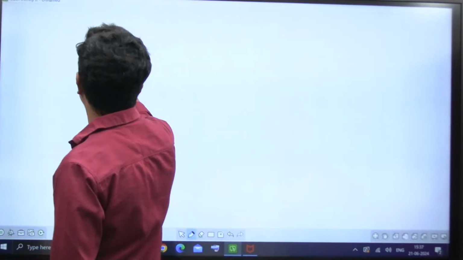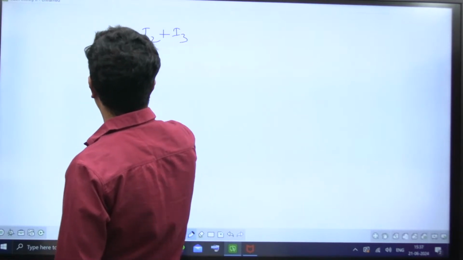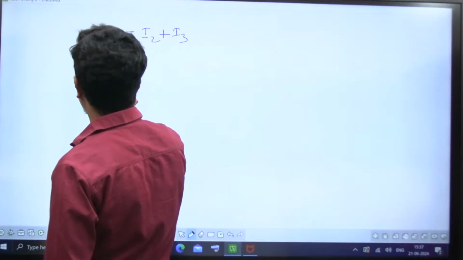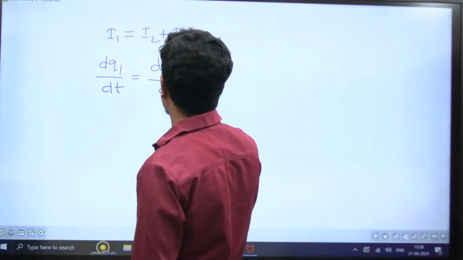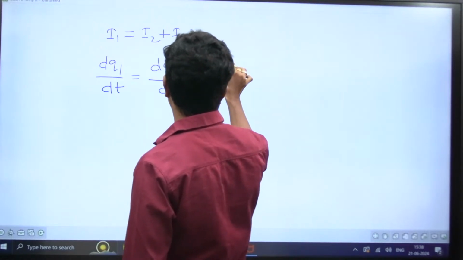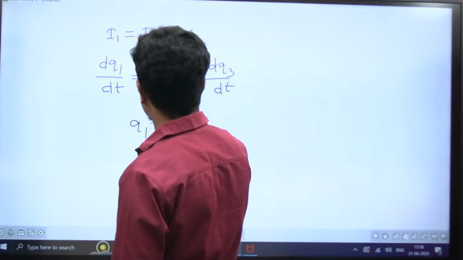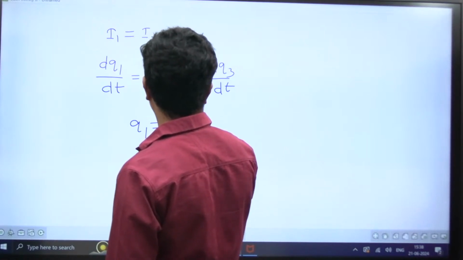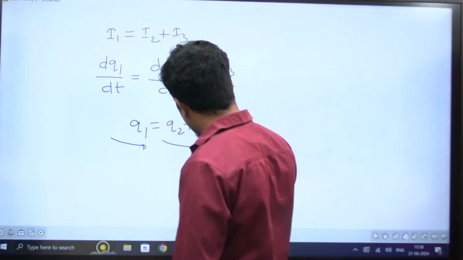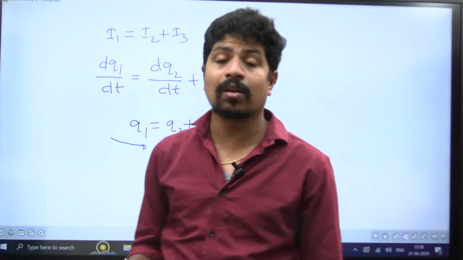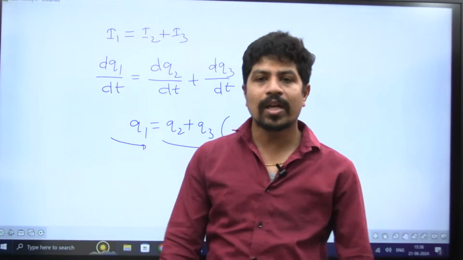Now, KCL is derived from, before I go for that, observe from the previous example, I1 is equal to I2 plus I3. Can I write this as dq1 by dt is equal to dq2 by dt plus dq3 by dt? Therefore, you'll get q1 is equal to q2 plus q3. Whatever charge is coming, the same charge must leave, because charge can neither be created nor destroyed. It's a basic property of the material.